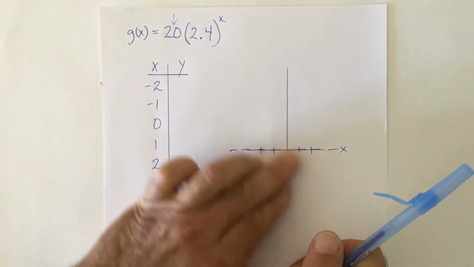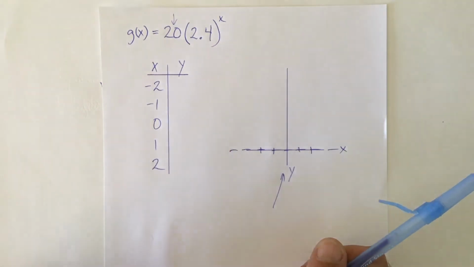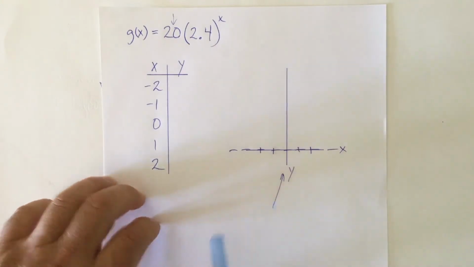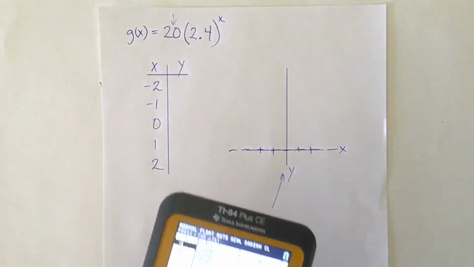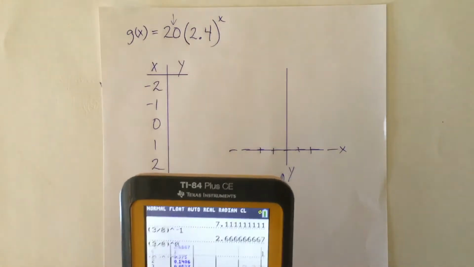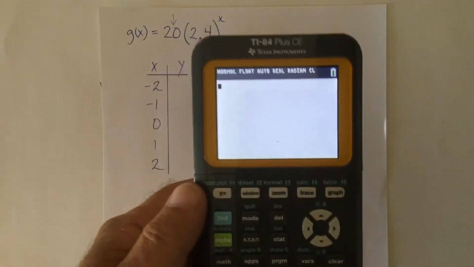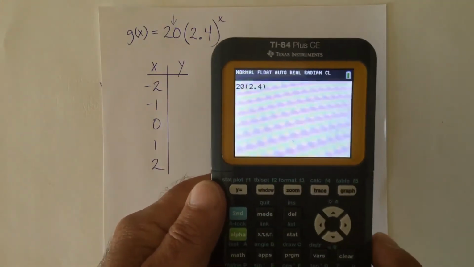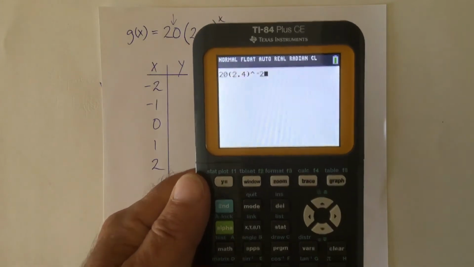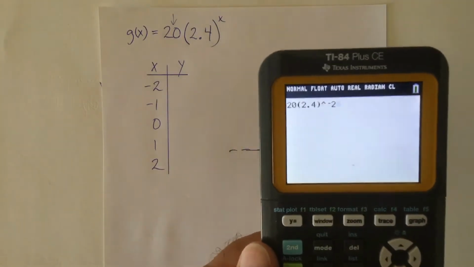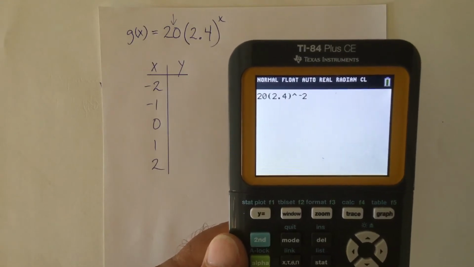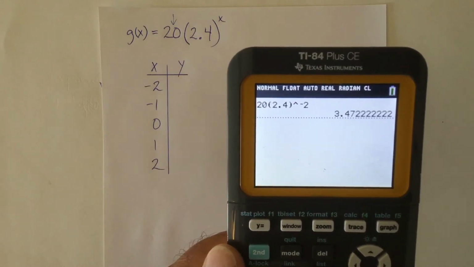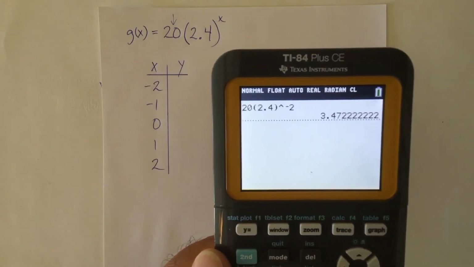So I don't need a bunch of information down here, so I'm going to be a little bit lazy since I can be. So when I graph this one on the calculator, I'm going to go back, clear all that out, and this time I'm going to say 20 parentheses 2.4 to the power of -2. I'm just going to punch it in exactly how I see it. So it's 20 times 2.4 in parentheses to the power of -2. What do I get? I get 3.47 blah, blah. I'm going to just round it off to the nearest tenth.